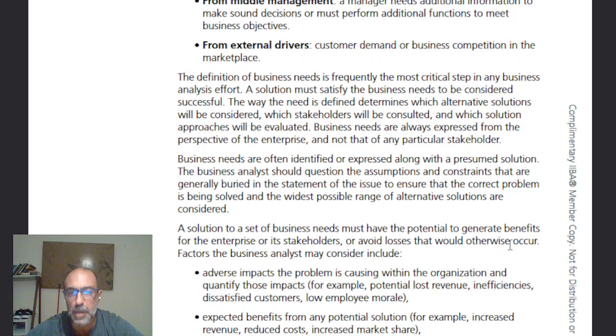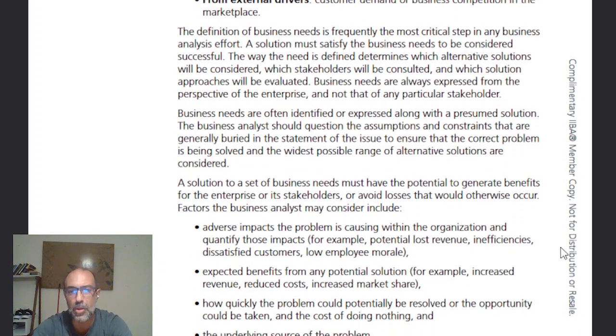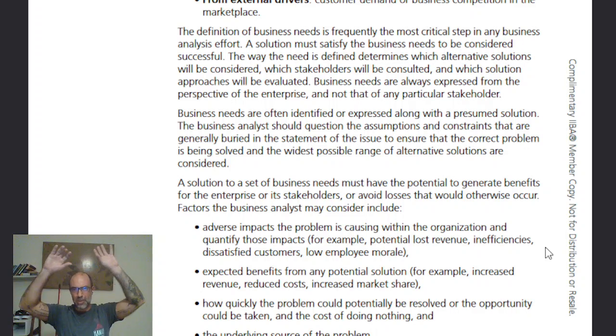Business needs are often identified or expressed along with the presumed solution. The business analyst should question the assumptions and constraints that are generally buried in the statement of the issue to ensure that the correct problem is being solved in the widest possible range. So the business analyst always has to question the assumptions and the constraints that are generally buried in the statement of the issue. What does that mean?